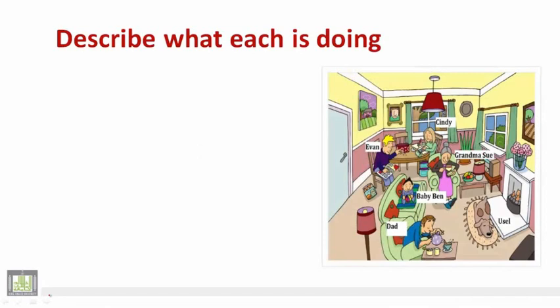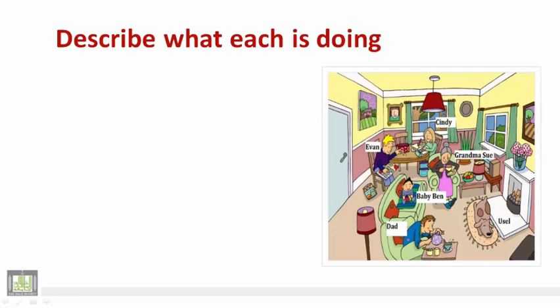Now let's try to describe what each is doing in this sentence. As you can see, we have a family, and this family has some members. They are sitting in the living room, and each one of them is doing something different. Let's start to describe some of them.